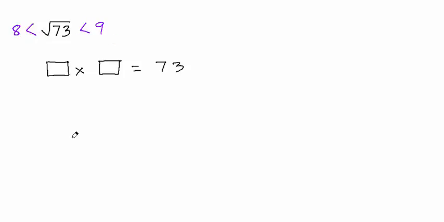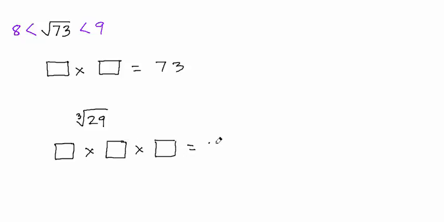Here's another example. We want to find the cube root of 29. This 3 indicates the cube root, which means please find that number for me that multiplies with itself three times to give 29. Can I put a 2 in this box? Well, 2 times 2 is 4, 4 times 2 is 8. Nope. Can I put a 3? 3 times 3 is 9, 9 times 3 is 27. Close, but not close enough.